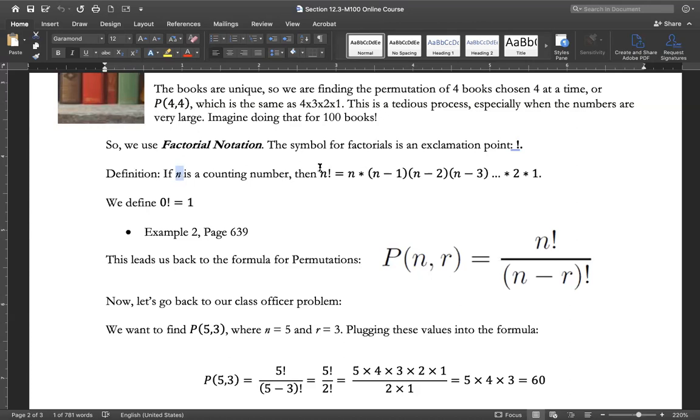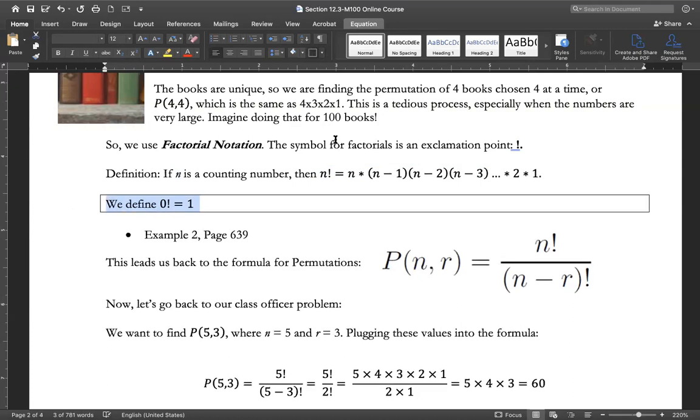So if we're talking about n factorial, what that means is that we multiply that number times 1 less than the number, times 2 less than the number, times 3 less than the number, all the way down to 3 times 2 times 1. And by the way, just as a definition, 0 factorial is equivalent to 1. Okay, put a box around that.